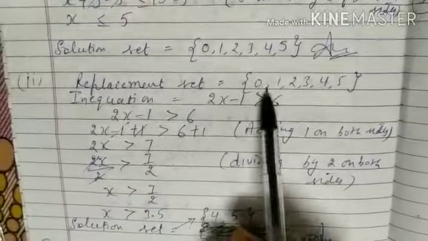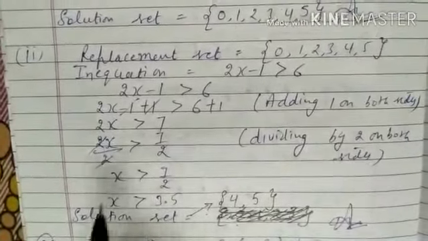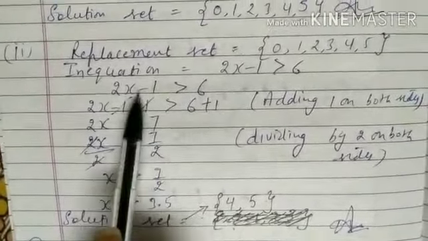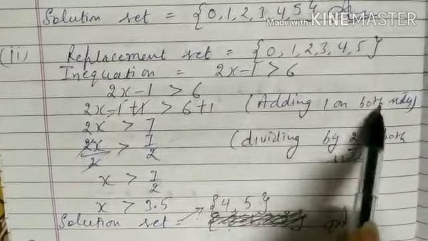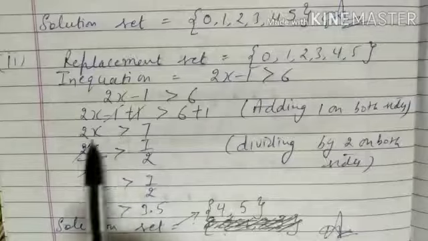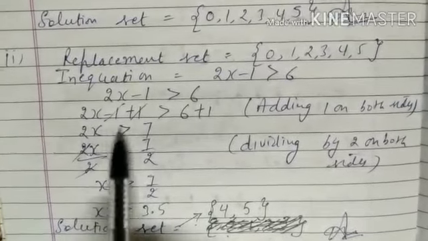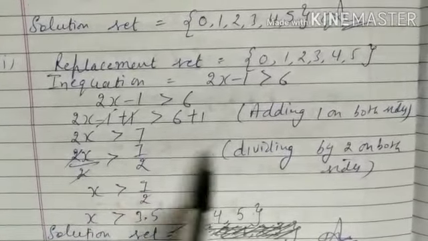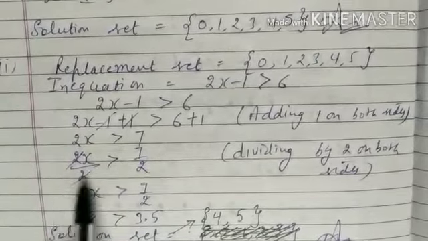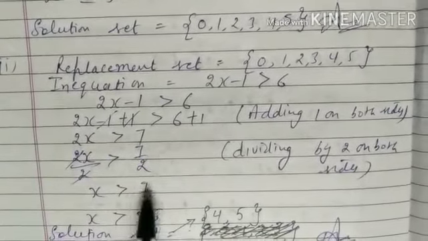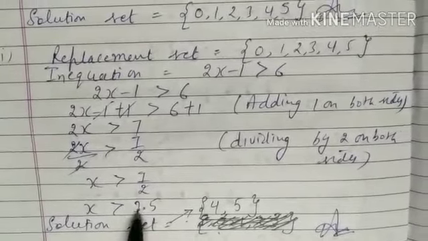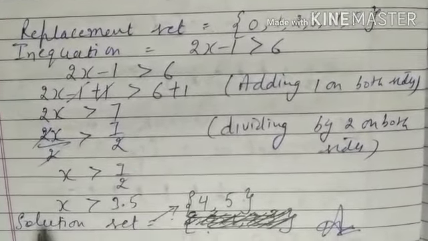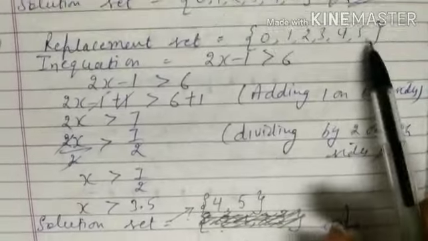Now second inequation is given 2x minus 1 greater than 6. Replacement set is same 0, 1, 2, 3, 4, 5. First we write the inequation. Here minus 1 is there, so we will add 1 on both sides. After adding, inequation is 2x greater than 7, then dividing by 2 on both sides, 2 will cut, then x greater than 7 by 2 means 3.5. We will take numbers that will be greater than 3.5. So solution set is 4 and 5.